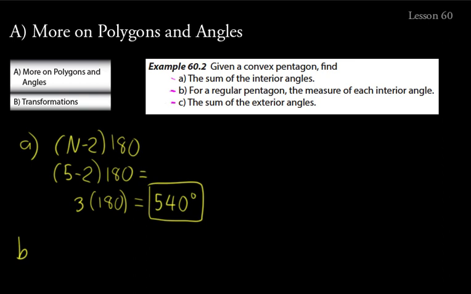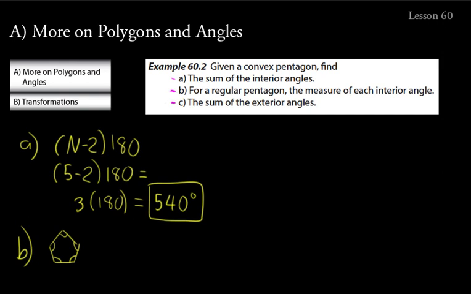B, for a regular pentagon, find the measure of each interior angle. Think about a regular pentagon. I'm not going to make a perfect one here, but it would have a shape like this where all the sides are the same length. And so angles opposite all of those sides of the same length, those are congruent as well. So we could actually put one tick mark on each one, because we're saying that they all have the same measure when we do one tick mark on each one.